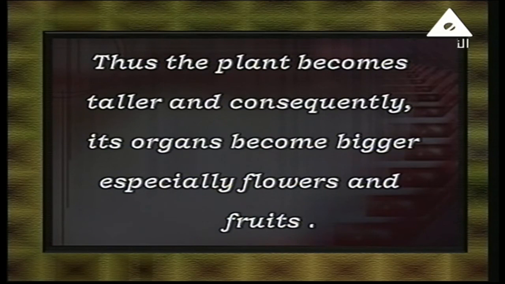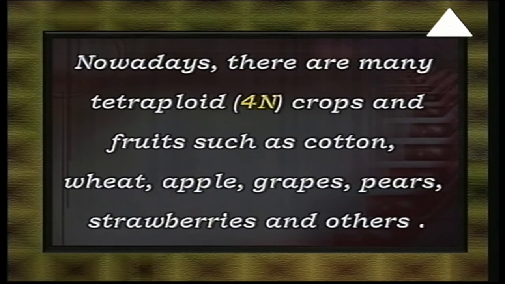But in some cases it may be desirable for the plant. We need to get a large fruit and a very tasty and delicious one. And nowadays there are many tetraploid crops. Tetraploids mean that they have a polyploid of type 4N. And fruits such as cotton, wheat, apple, grapes, okay, pears and strawberries and so on, just to get what? To get the largest fruit, okay? So this is a mutation, but induced by humans, and we call it an induced mutation for a desirable trait.